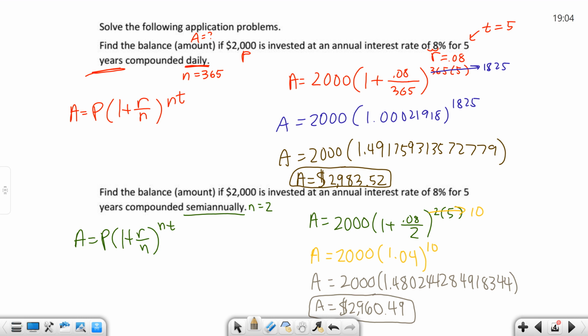But look, it's about $23.03 less or so. So it is less. We thought it would be less, right? It only compounded twice a year. So there it is. That's A equals P times 1 plus r over N to the NT. And then obviously continuously would be even more than daily, right? So if we did the PERT formula, A equals PE to the RT, then it should be even greater than 2,983.52. We're not going to do that on this one.